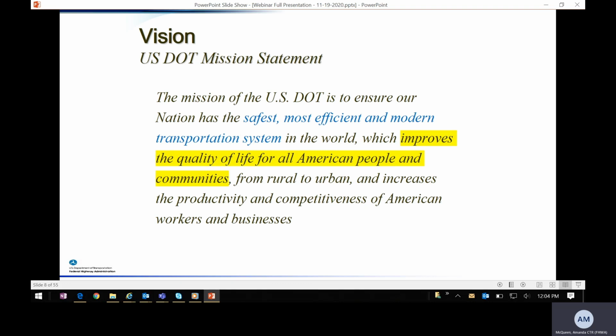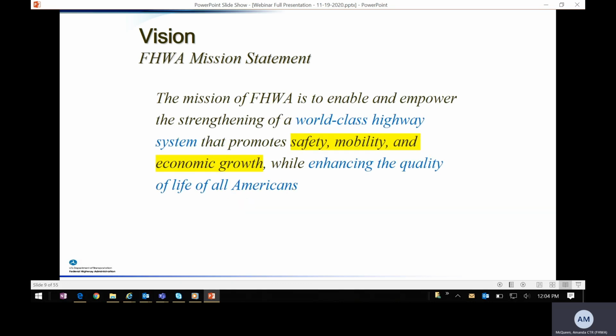makers at the DOT. So next I have the mission statement for FHWA, which is similar to DOT. The mission of FHWA is to enable and empower the strengthening of a world-class highway system that promotes safety, mobility, and economic growth while enhancing the quality of life of all Americans. So again, enhancing the quality of life is a significant theme in our statement. And again, as an engineer, this is not something that caught my attention before, but now that we're paying more attention to sustainability, it's certainly something that caught my attention.